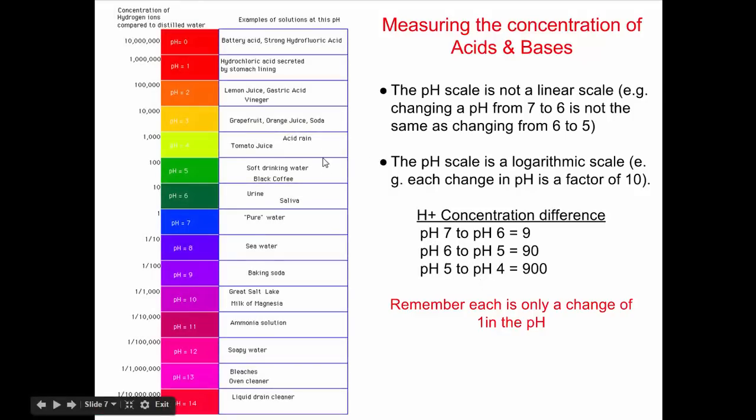So if we look at this pH scale, what I want you to notice is that the acids are on top. So right here, pH of 7. This is our neutral. This is pure water. Saliva and urine have a pH of 6. So they're 10 times more acidic than pure water.